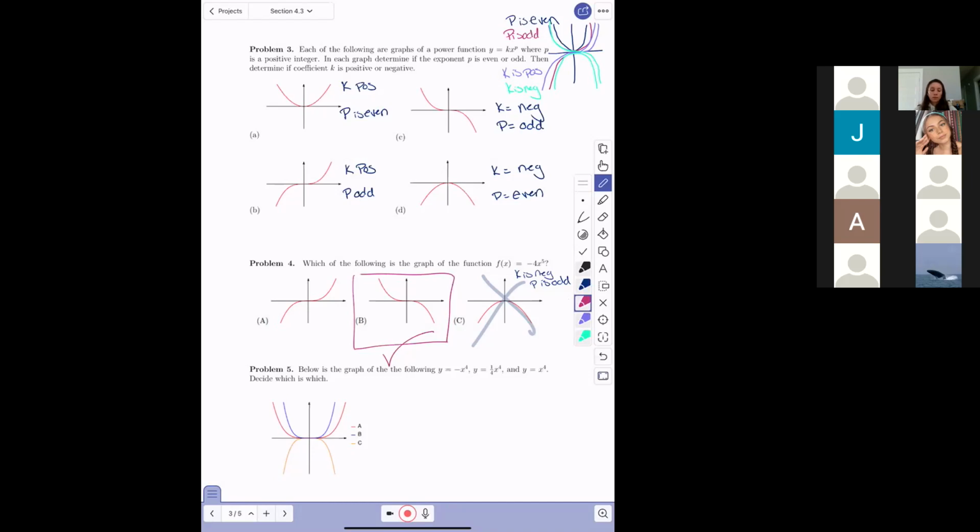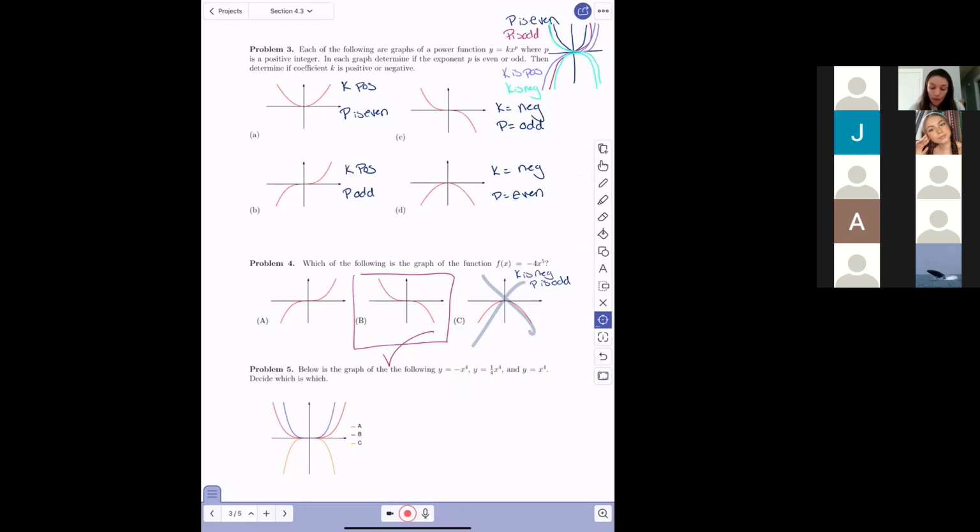Okay. Lastly, problem 5. Below is the graph of the following: y equals negative x to the power 4, y equals 1/4 x to the power 4, and y equals x to the power 4. Decide which is which. They all are raised to the power 4, so they're all even, which is why they're all U's and hills, and so that makes sense.